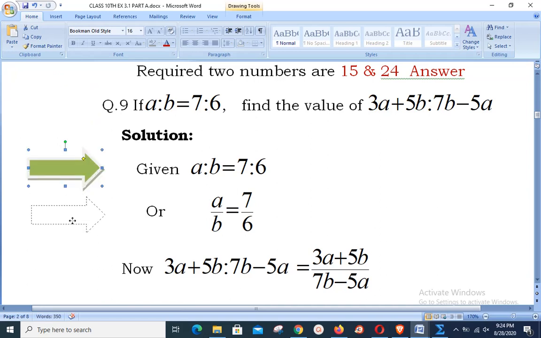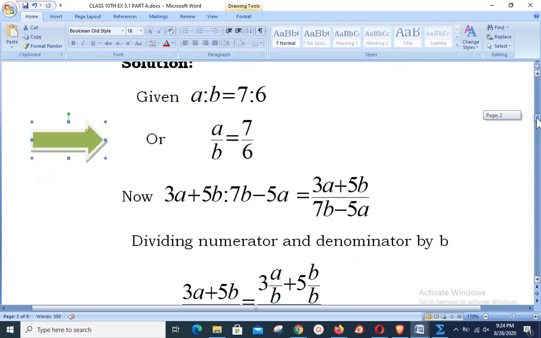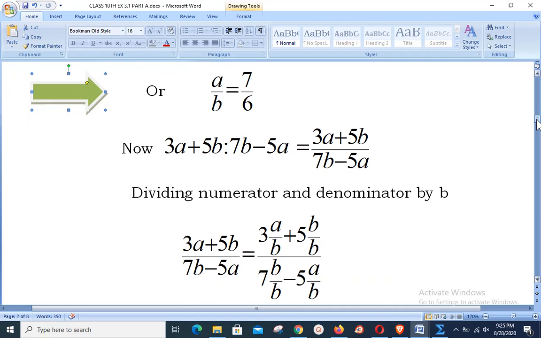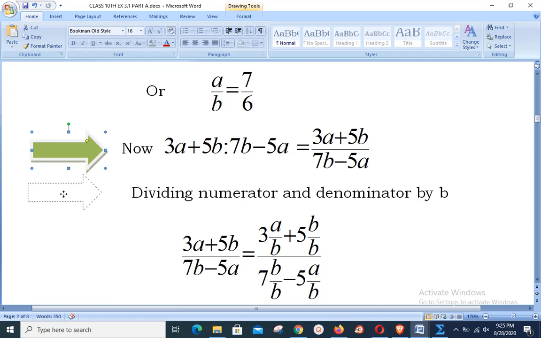You already know that a ratio b can be written as a over b. So we have a over b is equal to 7/6. Now we have to calculate 3a plus 5b ratio 7b minus 5a, that according to the definition of ratio can be written as 3a plus 5b over 7b minus 5a. Remember that this is the main point of the solution: you need to divide the numerator as well as the denominator by b.